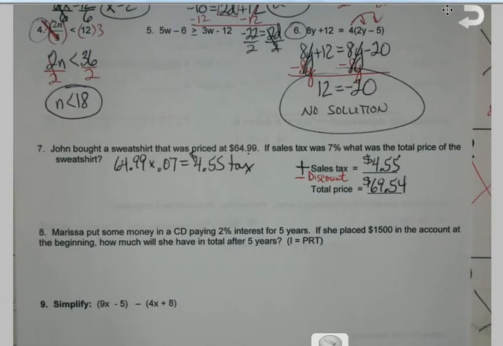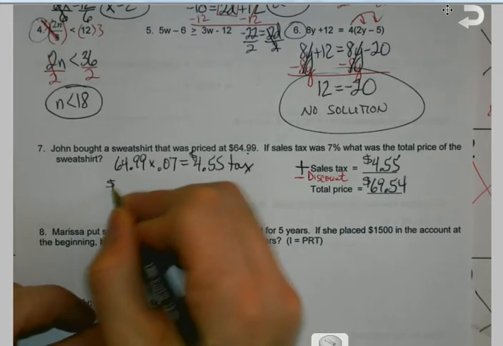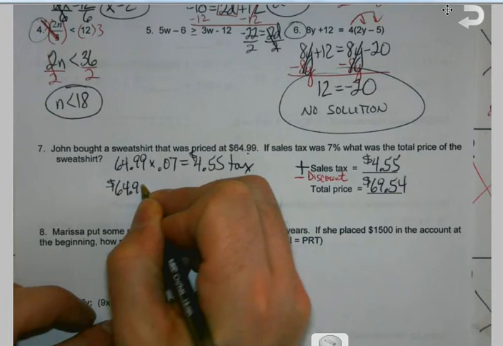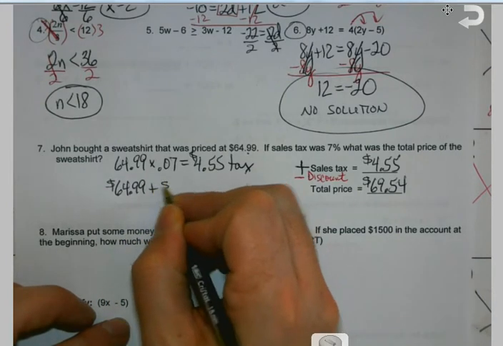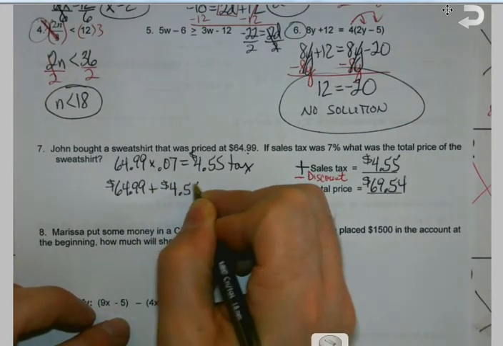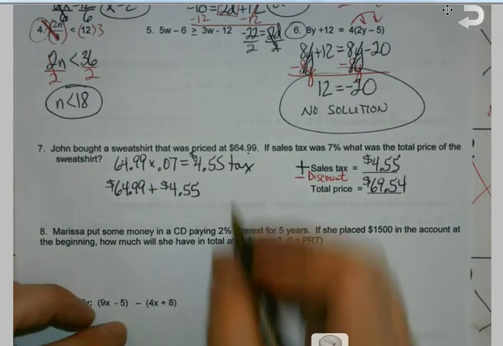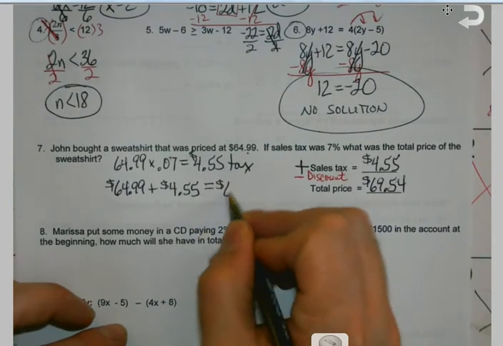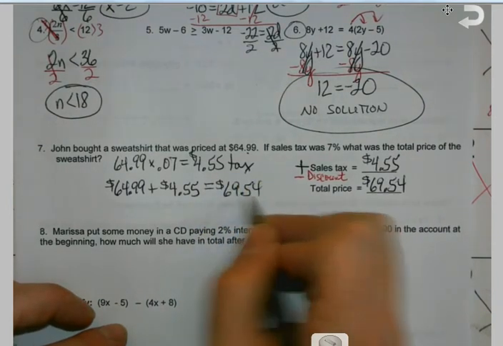That's the total price. So that's basically all we've got. I just add the sales tax to my full price here. I'm getting my final price by taking $64.99 plus my sales tax. That's where it's coming from.